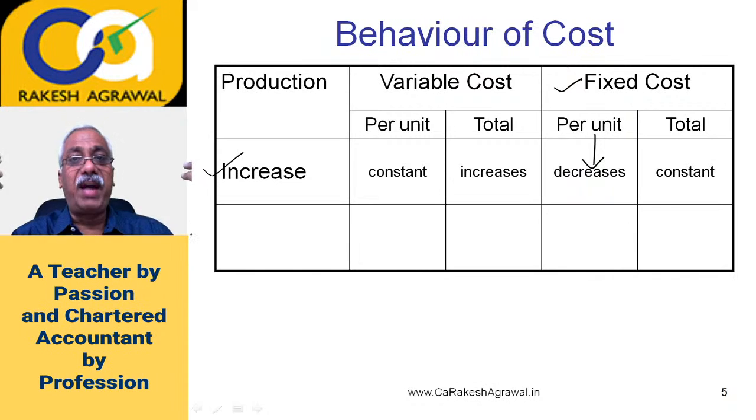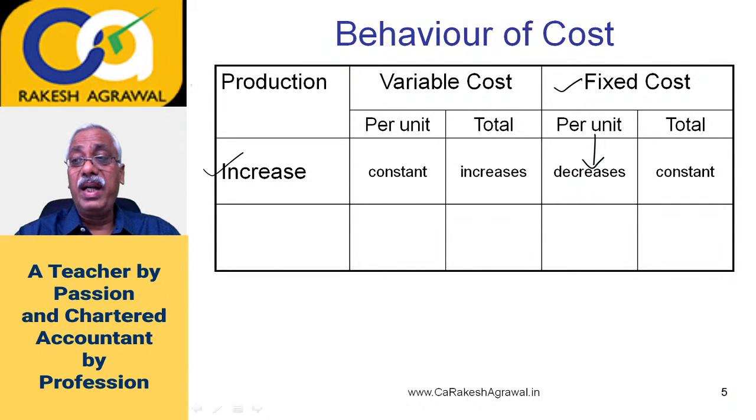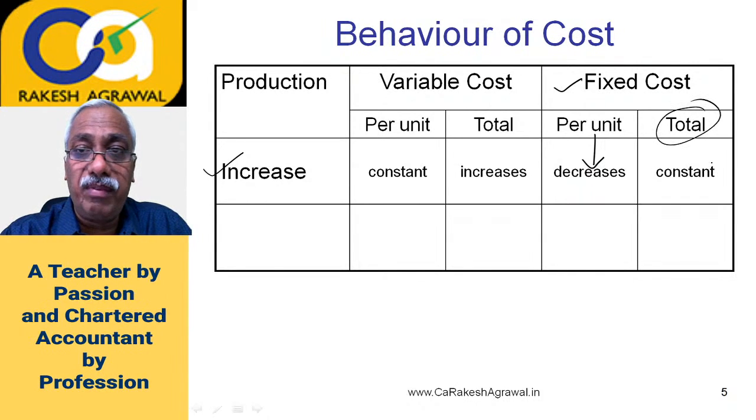For example, there is a factory rent payable at the rate of, let us say, 10 lakh rupees per annum. This rent will remain constant for the year, that is 10 lakh. Now this 10 lakh rent is divided by the number of units produced in the factory. If the denominator is 1 lakh units, 10 lakh rupees divided by 1 lakh units, the cost per unit will be rupees 10. But if my output of 1 lakh units becomes 2 lakh units, the total rent will remain constant.